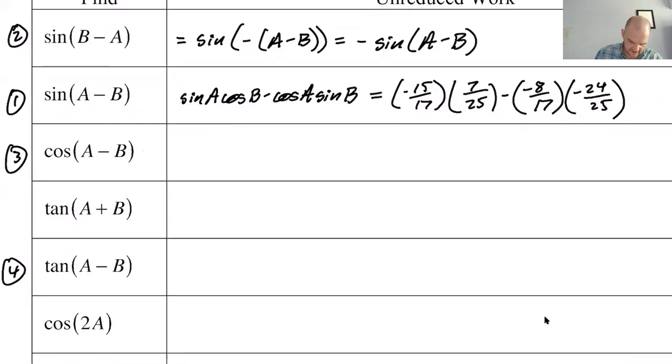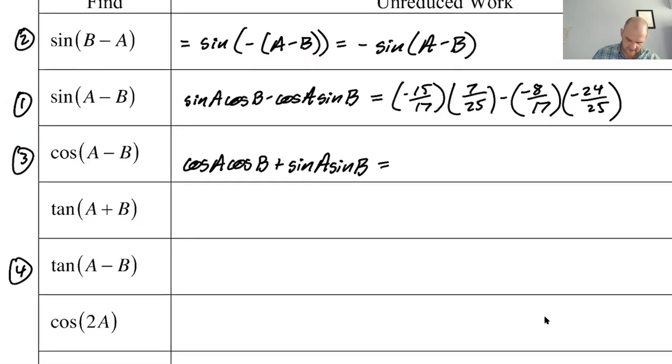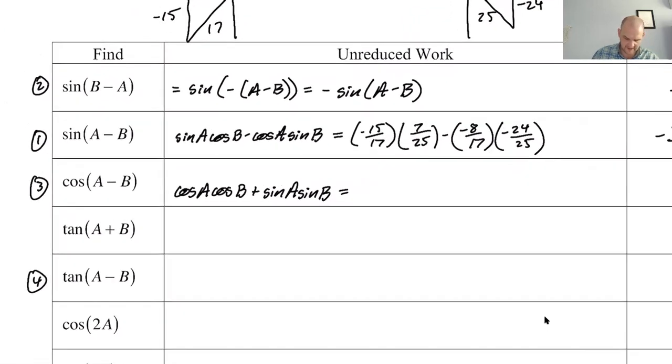So let's do this. This will be cosine A, cosine B plus sine A, sine B. All right, so we got to plug in. If you did it in a nice organized way, which hopefully you did, cosine of B is here. So we know that, and then cosine of A is here. So in theory, we can start just grabbing things.